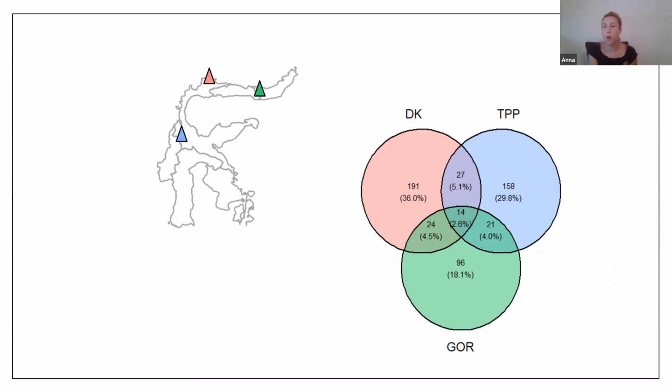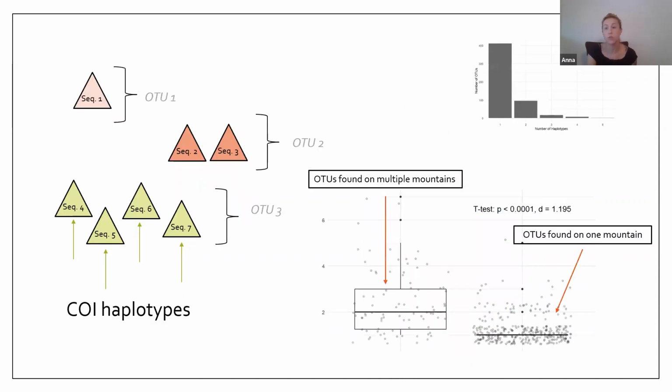And then there were 20 to 27 shared between these mountain regions. And so we were curious, okay, are the OTUs that are shared across mountains, are there CO1 haplotypes within those OTUs? Are we seeing patterns of divergence even between those mountains within OTUs? And we find this was the case.